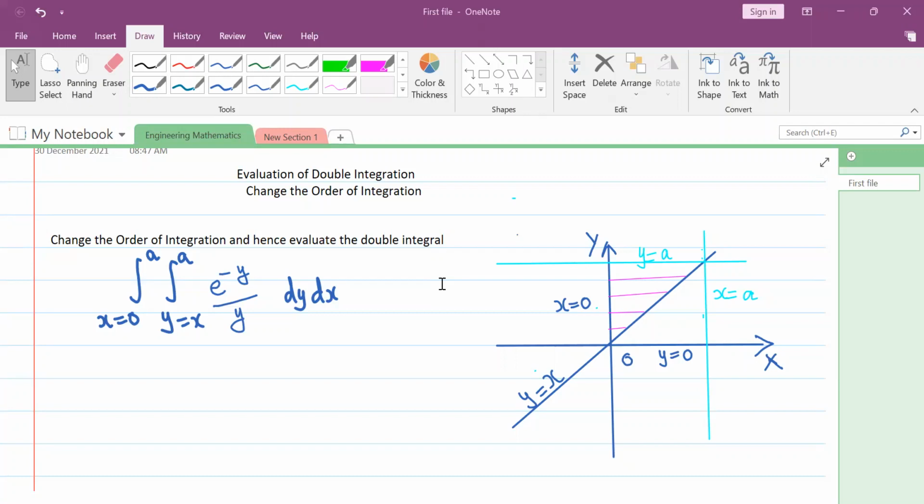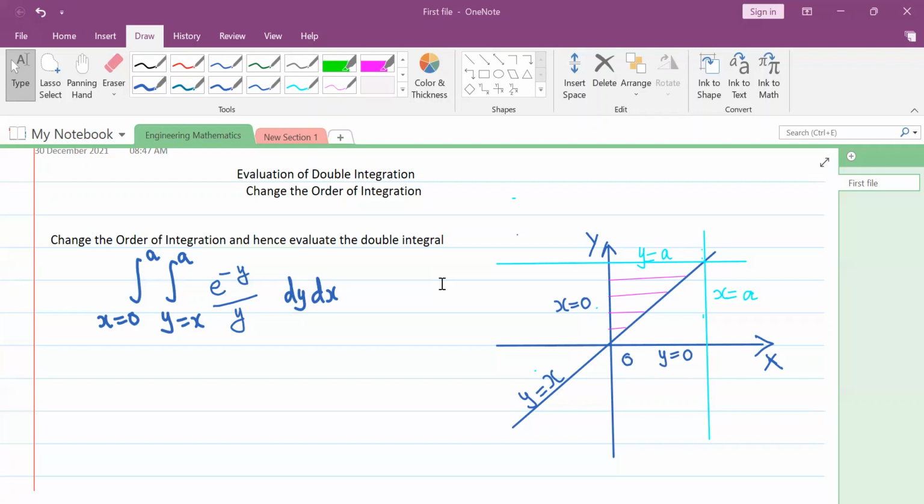In that case, if I do a small change, that is, changing the order of integration, the evaluation might be simple. So we are going for changing the order of integration and then evaluation of the double integral. To explain this concept, I have taken one example problem.